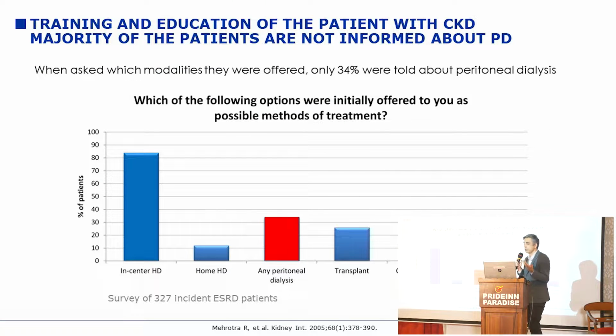The patient selection is important, but maybe the more important thing is the training and education. The problem there is that patients are not offered PD in many parts of the world, and this can be because of different reasons. It can also be that it might not be available, but this is a study from the US, and even in the US the patients are not being informed about the other treatments, but primarily in-center. And this is why maybe we also have a huge number of in-center patients.